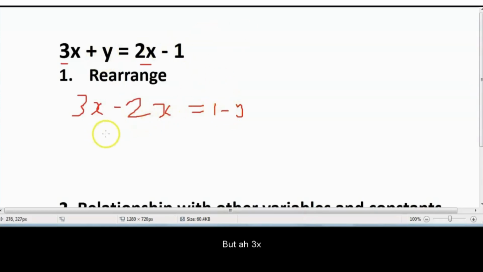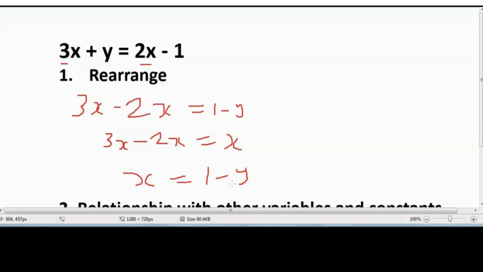But 3x minus 2x is equal to x. So the expression can be rewritten as x is equal to minus 1 minus y.